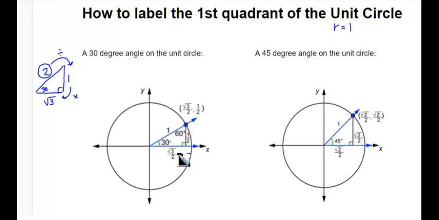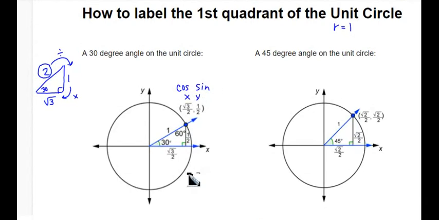Now, these measurements that I have found are not only the sides of this triangle, they are also the coordinates of the x and y. The side that is on the x-axis gives me the value of x, and the height of my triangle gives me the value of y. Now, why is this important? When we're trying to solve for cosine and sine, cosine is the x value. Sine is your y value.